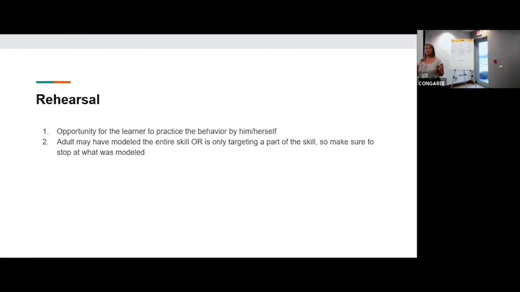I can't imagine how many students you work with and how many skills you're teaching. So you're not going to remember everything all the time. Those visual reminders are going to be really important.